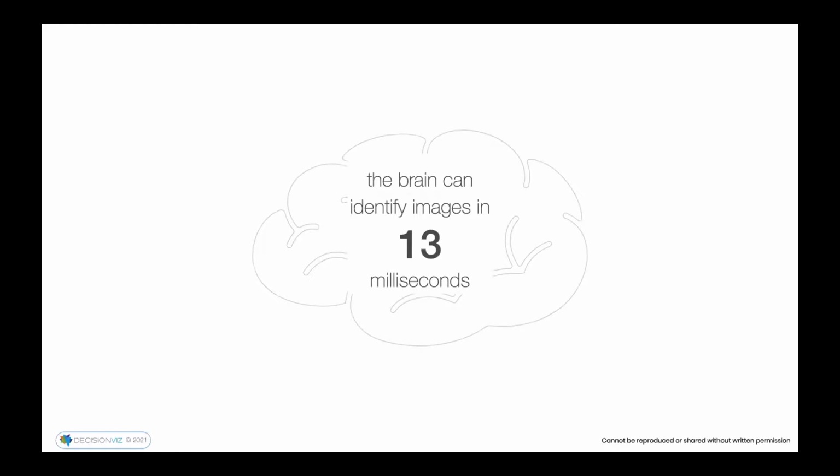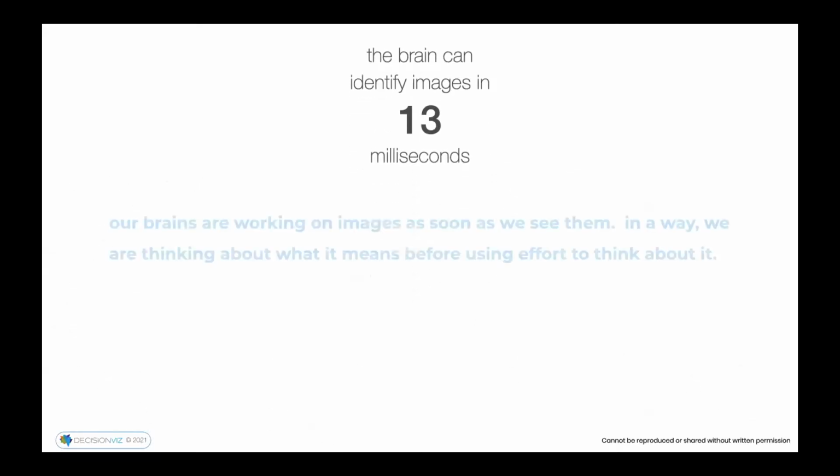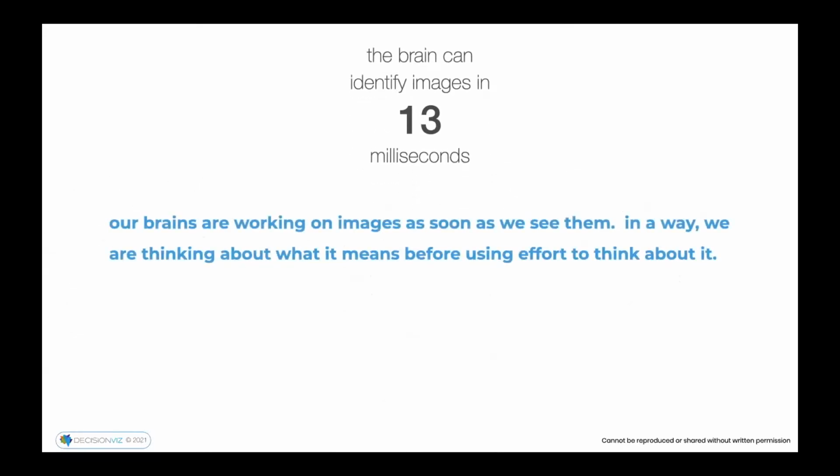The first thing I want to cover with you, and you may have heard variations of this idea, is that as humans, we have the ability to recognize very complex patterns, and it happens in the blink of an eye. And here's something that I think will blow your mind. Every time I still think about it, it really is a crazy idea. Here it is. Your brain is working on an image as soon as you see it. So in a way, you are thinking about what it means before using effort to think about it. So I'll let you soak that in for a second, because it's a little bit heavy.